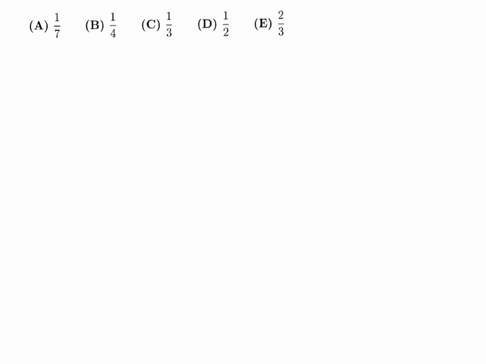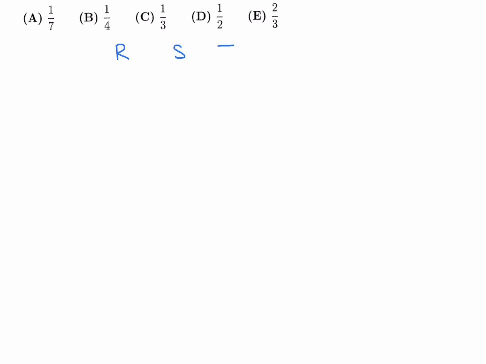You have Rashawn, you have Sylvia, and Ted. Now, Rashawn can give to either Sylvia or Ted. And then Sylvia can give to either Rashawn or Ted. And then Ted can give to either Rashawn or Sylvia. Like that. So those are the only possible ways of doing this.